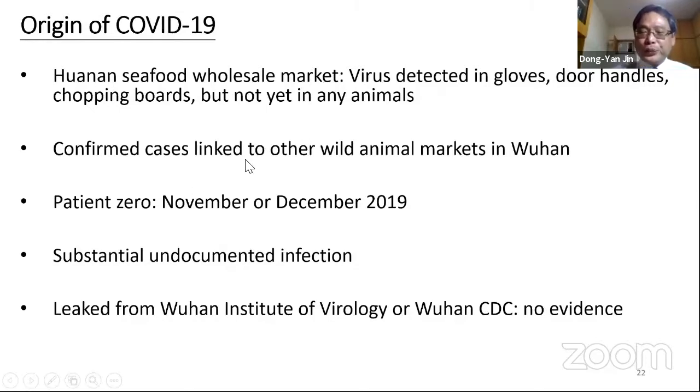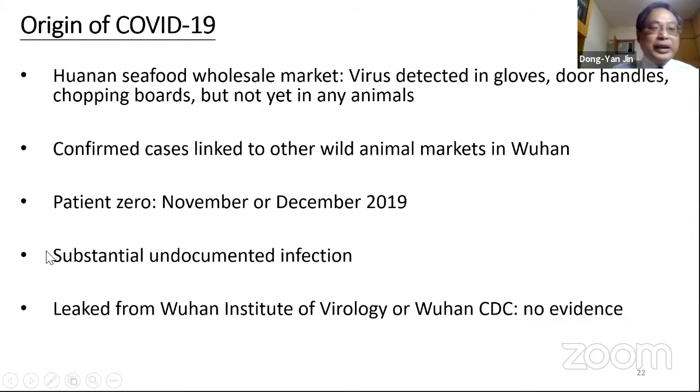Also, the first group of confirmed cases are linked to this Huanan seafood wholesale market, but there are also confirmed cases linked to other wild animal markets in Wuhan. Even some of the confirmed cases in Hong Kong, two of them initially, can be traced back to other wild animal markets in Wuhan.